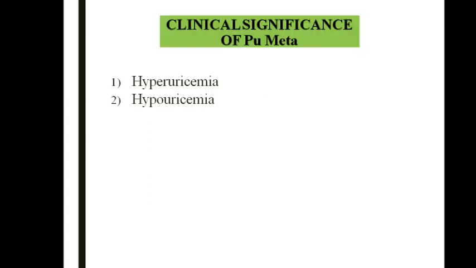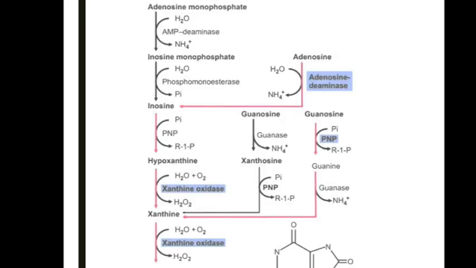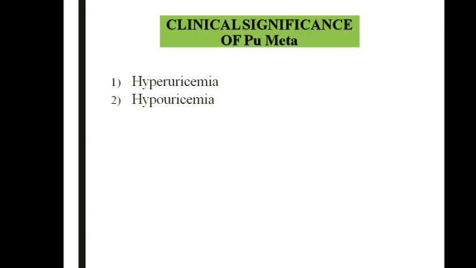Now coming to the clinical significance of purine metabolism. What can happen if there is excessive production of uric acid? Because of the excessive degradation of purine nucleotides, there is excessive formation of uric acid, resulting in what is called hyperuricemia. Hyperuricemia means increased production of uric acid. Similarly, uremia means increased blood urea. Do not get confused with the terminologies.